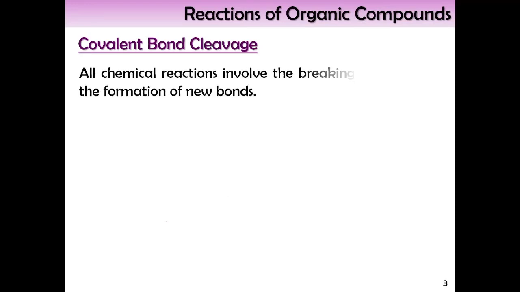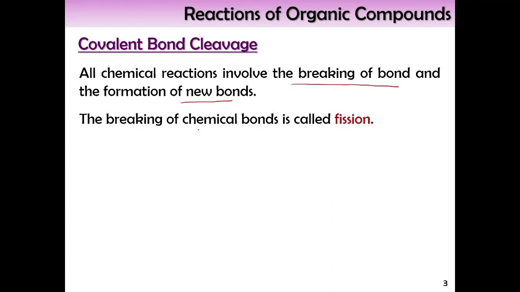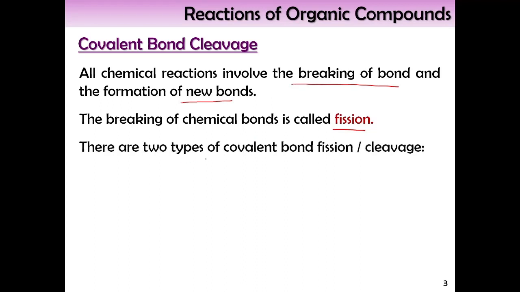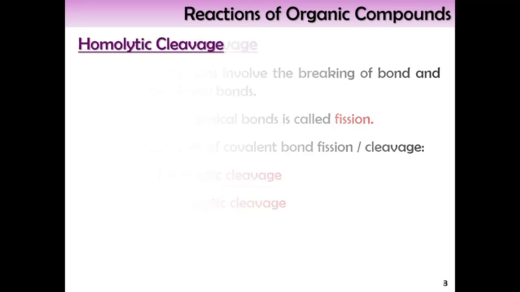Okay, covalent bond cleavage. All chemical reactions involve breaking of bond and formation of new bond. The breaking of the chemical bond is also called fission. Fission is breaking. If it is bonding, we call it fusion. There are two types of covalent bond fission or cleavage: homolytic, and the next one is heterolytic cleavage.